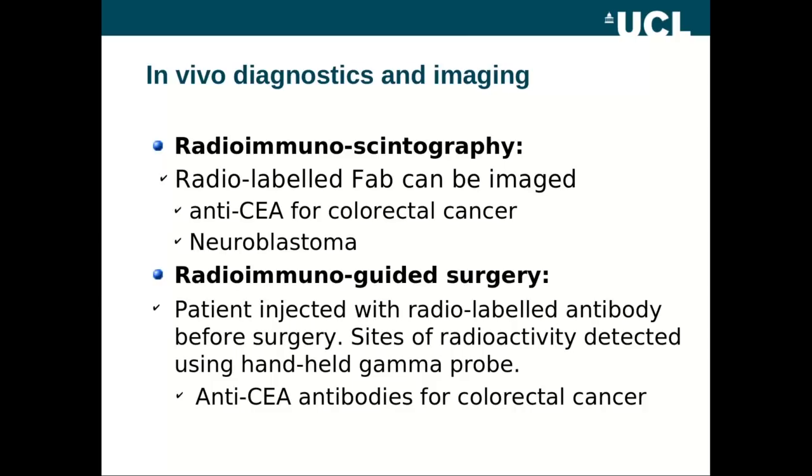In vivo, we can use antibodies for diagnostics and imaging. So a technique called radioimmunoscintigraphy, in which radio-labeled Fabs can be imaged. And this has been used for this carcinoembryonic antigen, again, that I mentioned for colorectal cancer. So basically, by giving the labeled Fabs, imaging where they appear, you can see whether the tumour has spread. It's also been used for neuroblastoma.